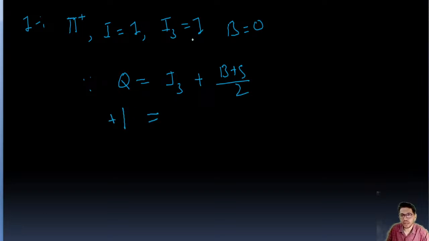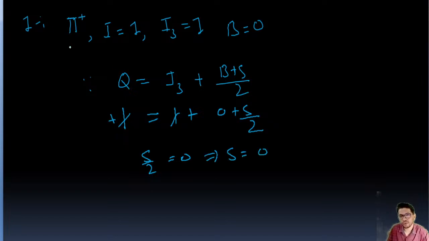Right? Q equals I3 plus B plus S by 2, where the B value is 0. Now we are getting the strangeness of this particle. The 1 will get cancelled, guys, so S by 2 is going to be 0. That implies the value of S is 0. So for pi plus, the strangeness is 0.